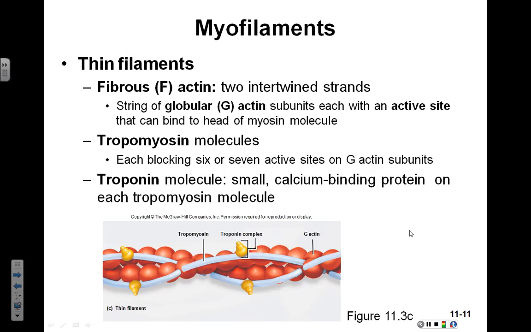Keep in mind, this is physiology. It ain't anatomy anymore. It's heart stuff.